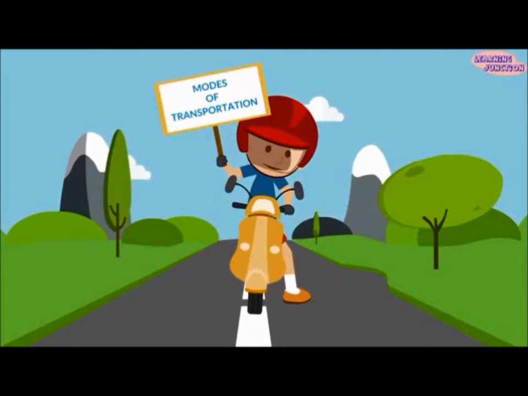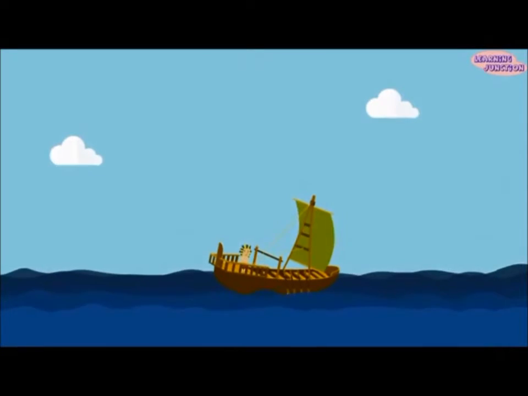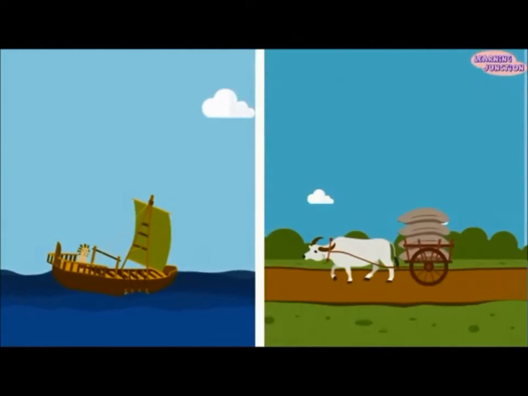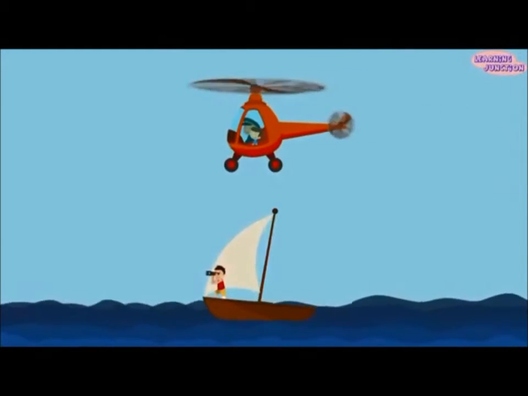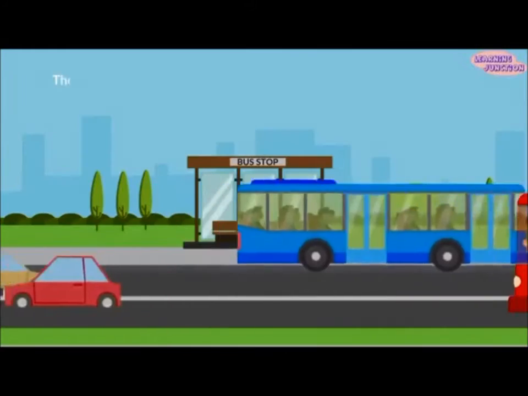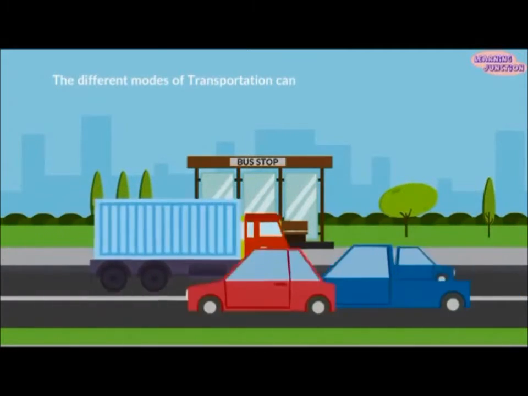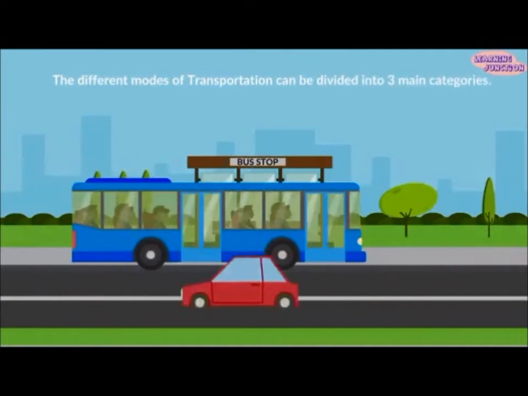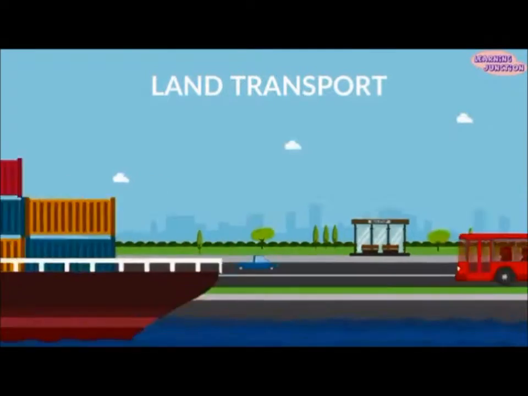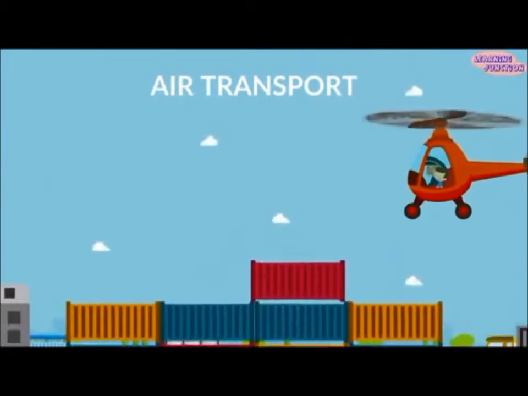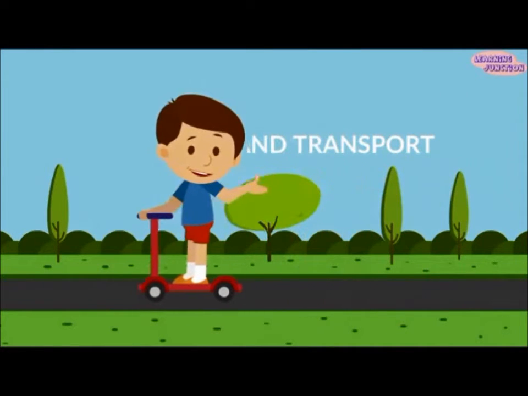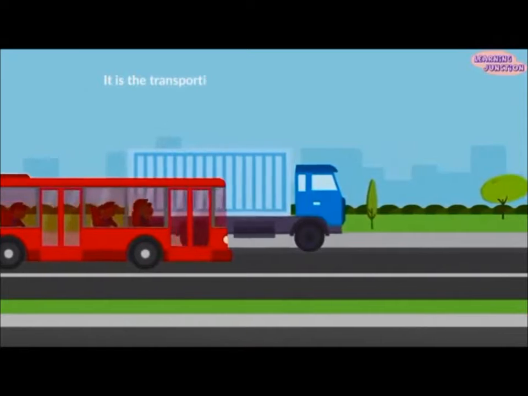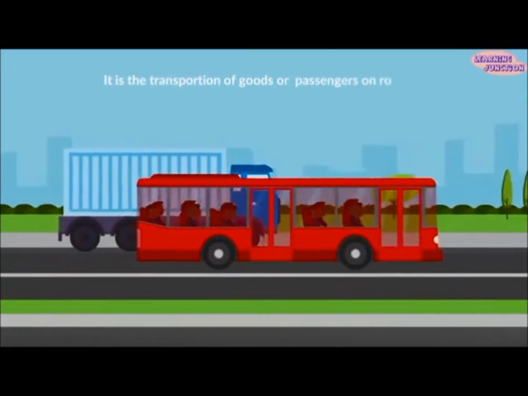Today we'll learn about modes of transportation. In ancient times, boats, bullock carts, and horse-driven carriages were the only means of transportation. But nowadays, quicker means of transportation have been developed. The different modes of transportation can be divided into three main categories: land transportation, water transportation, air transportation. Let's first study land transportation. It is the transportation of goods or passengers on roads.